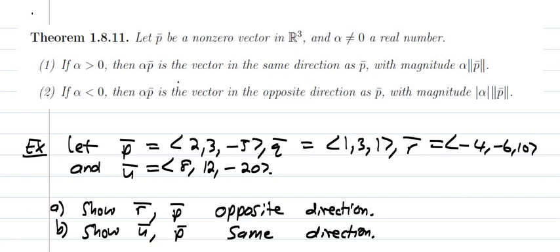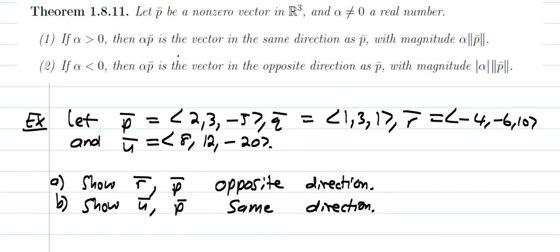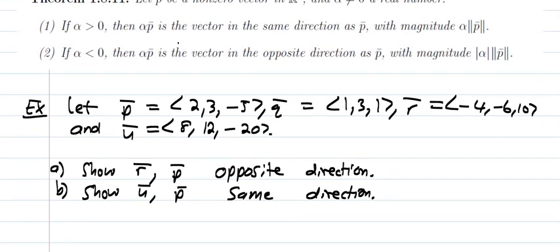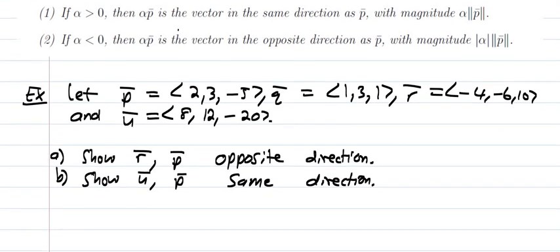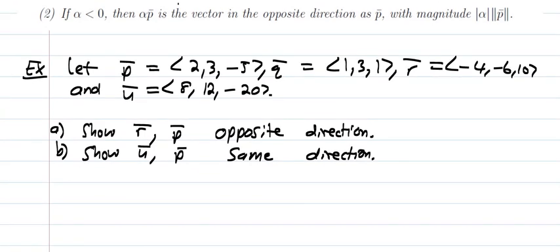So let's quickly do a question that you might get in semester test 1. So the question is, let P, Q, R and U be the following 3D vectors. So in A, we want to show that R and P have opposite direction. Well, let's have a look at R. So vector R is the vector with coordinates -4, -6, 10. Now have a look at vector P.